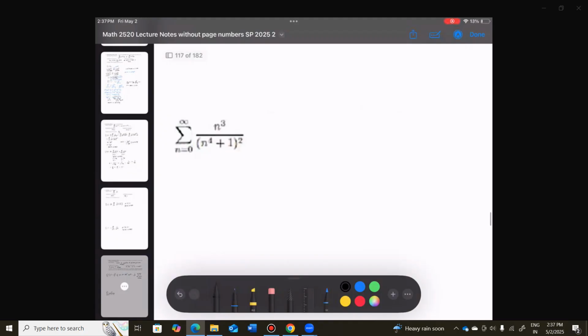Next one, we're going to look at this as n to the third over n to the 8th, which is roughly 1 over n to the 5th, which is a p series, with p equaling 5. And so that's greater than 1. So the series converges.